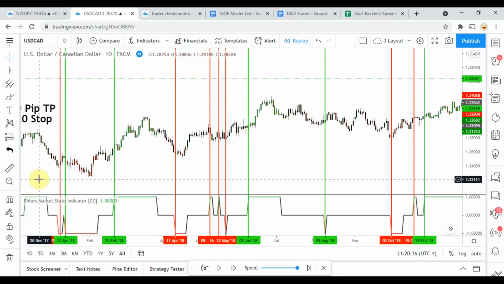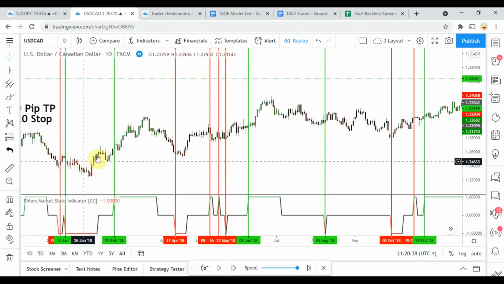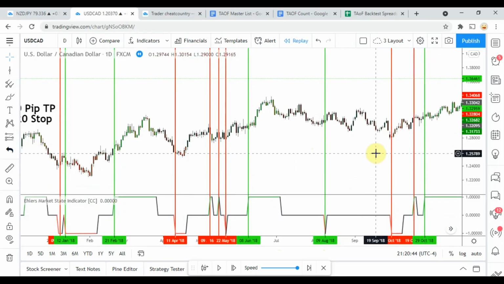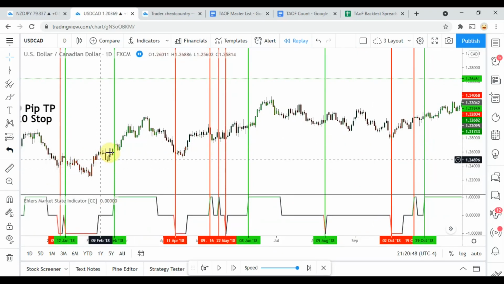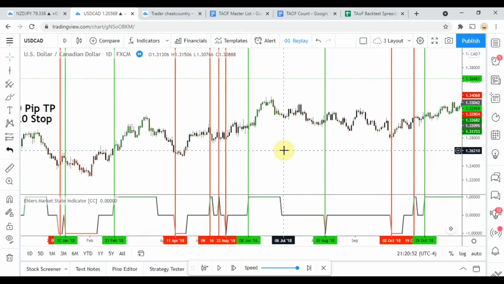All right, let's add these up, see what we get out. So we have 1, 2, 3, 4, 5, 6, 7, 8, 9, 10, 11, and 12. So we have 12 trades altogether, and we have 1, 2, 3, 4, and 5 winning trades. And so unfortunately, this one's not going to make the 60% criteria.